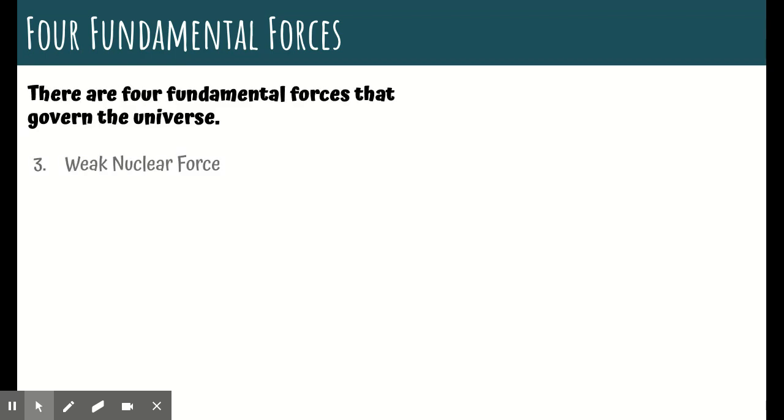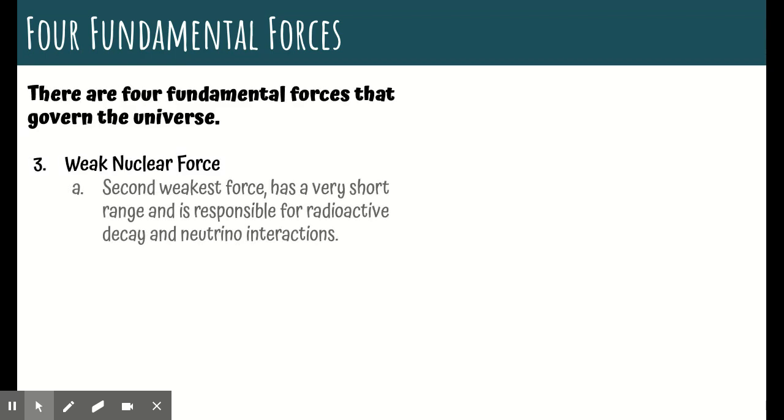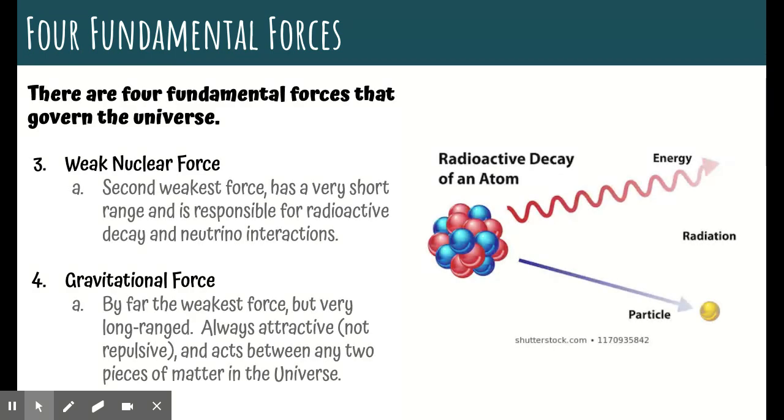The last two of our fundamental forces: the weak nuclear force is the second weakest force. It has a very short range, and it is responsible for radioactive decay and neutrino interaction. Here's an example of radioactive decay of an atom. It really just means that you are losing some particles, and it's giving off energy in the form of radiation. So it's not a very strong force, and only works at a pretty short range.